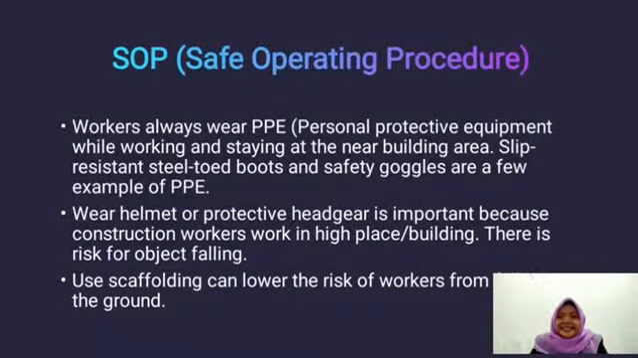Okay, so the last step is about the SOP or Safe Operating Procedure. We have 3 SOPs here. First, workers always wear PPE or personal protective equipment, and the second one is wear helmet or protective headgear. The third one is use scaffolding, which can lower the risk of workers falling to the ground.